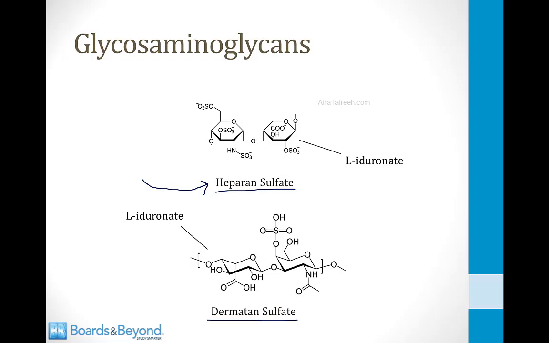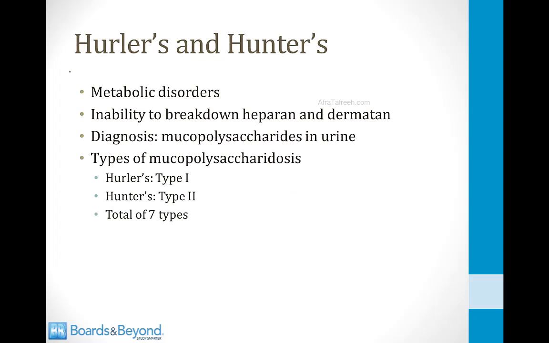They both are made up of repeating disaccharide units, and you don't need to know the names of both disaccharides, but you should know that each of these two structures contains iduronate as one of their disaccharide molecules. And as we will see, iduronate is something that accumulates in two important lysosomal storage diseases. The two lysosomal storage disorders that involve glycosaminoglycans that we're going to discuss are Hurler's syndrome and Hunter's syndrome. And both of these disorders occur due to inability to break down heparan and dermatan sulfate.